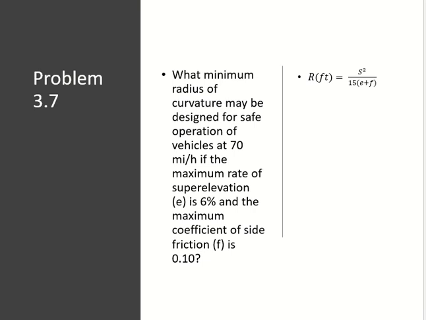So for example, a very simple question. We have to find out the radius. The equation of radius is there. The speed is 70 miles per hour. The maximum rate of super elevation is 6%, and the coefficient of side friction is 0.1. What is the radius here? Tell me.